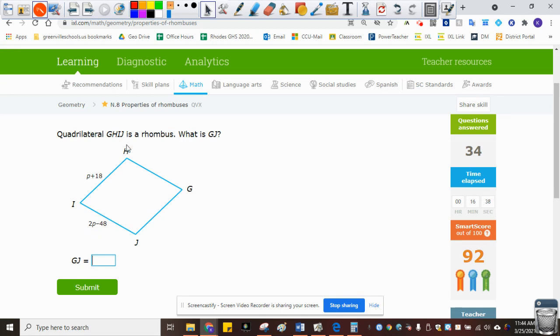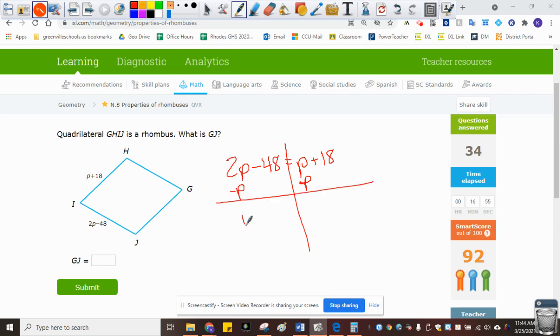So GJ. Remember, the sides have to be congruent. So you would set your sides equal to each other, because all the sides are equal, and solve. Move your variable over. So P would equal 66, but then it asks what GJ is.